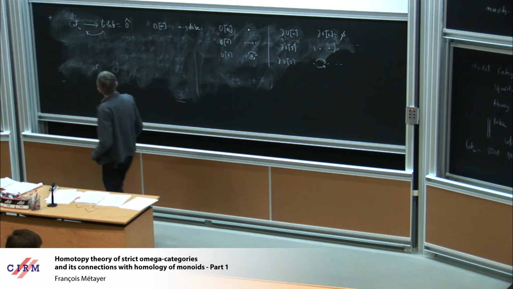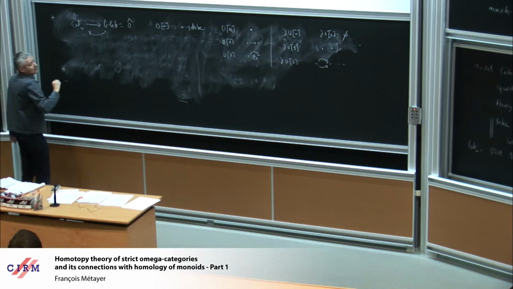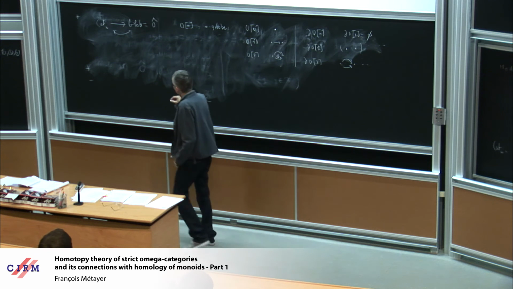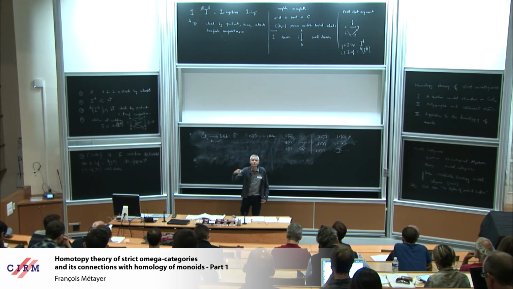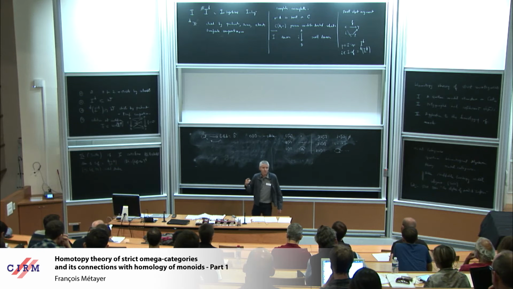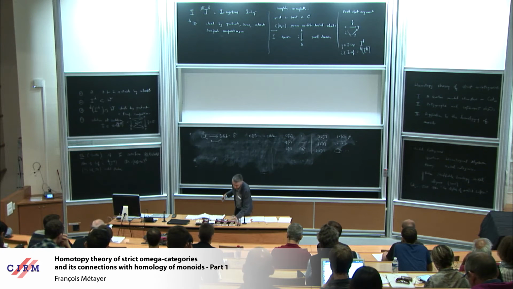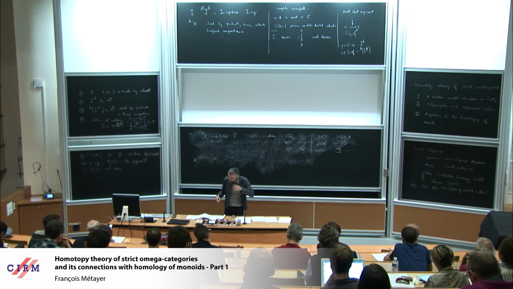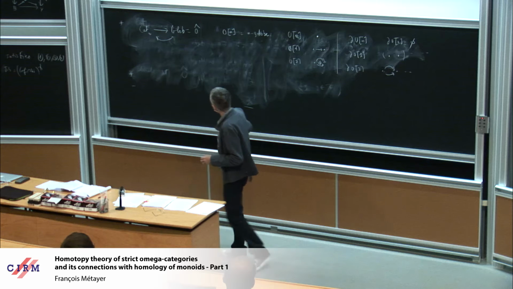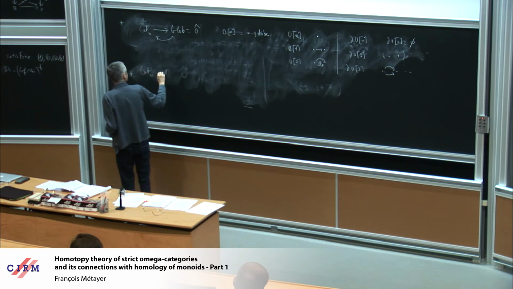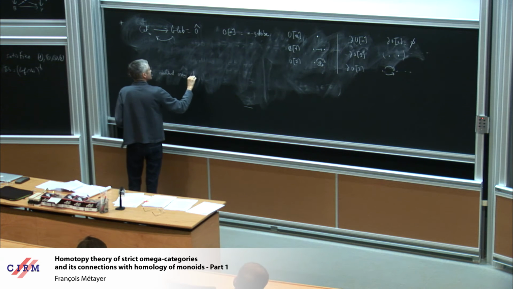Another important point, a crucial feature of omega cat is that it's enriched over itself. So that's really what makes the whole machinery work, as I hopefully will show you. Cat omega is enriched over itself.